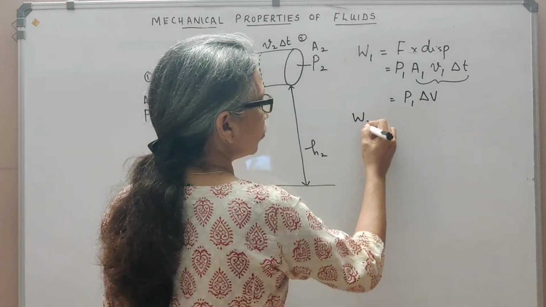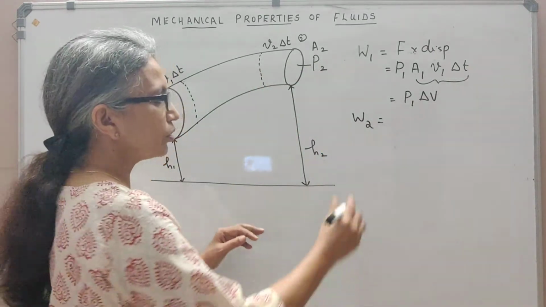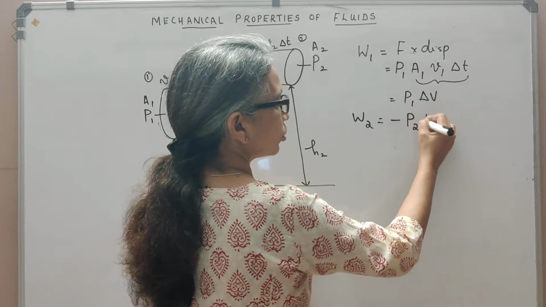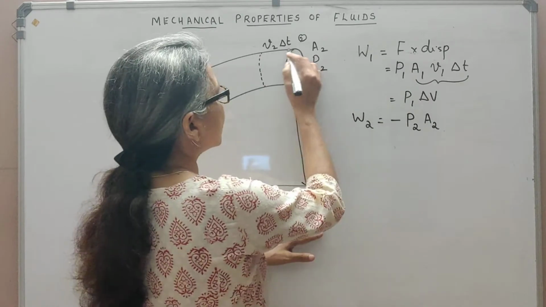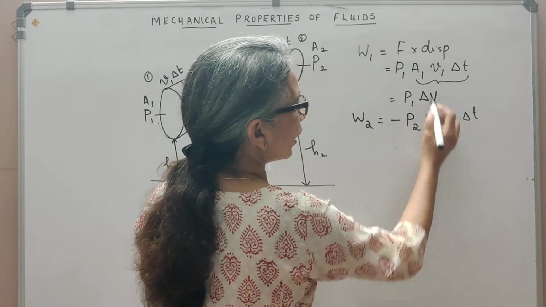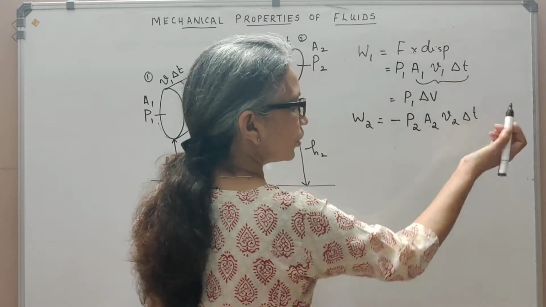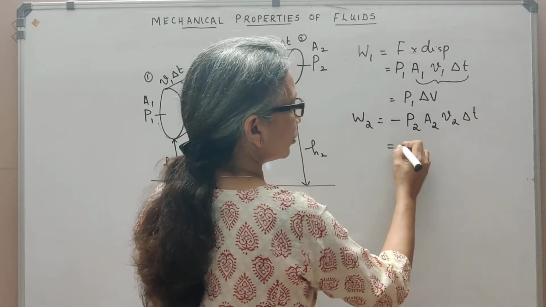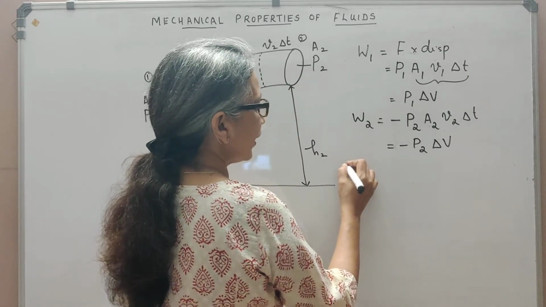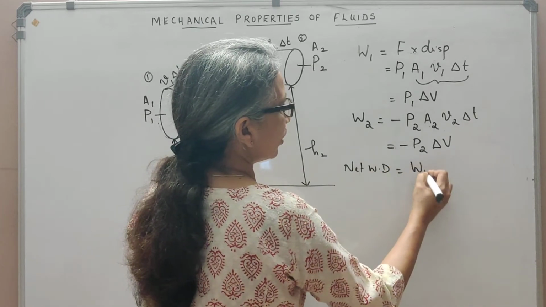So W2, which is the work done by the fluid in coming out of the tube, is taken as negative. So this is going to be minus force into displacement, which is pressure into area into the displacement here, v2 delta t. Here again we know that A1 v1 equal to A2 v2, right? So A1 v1 delta t and A2 v2 delta t are the same volume. So this is minus P2 delta V. So we may write the net work done should be equal to W1.